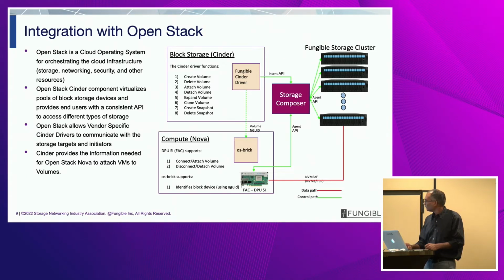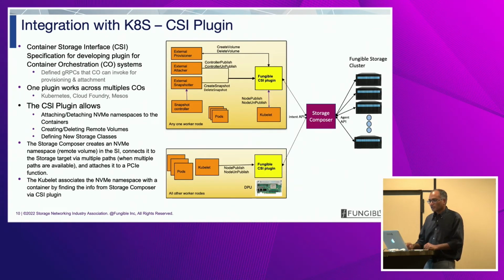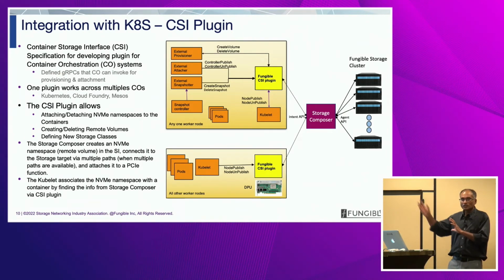So here the data path is shown in red, and as you can see, it's going directly from the storage initiator to the target, right? And the control path is shown in green there. This picture is very similar to how we have integrated with OpenStack. So this is how we integrated with Kubernetes.